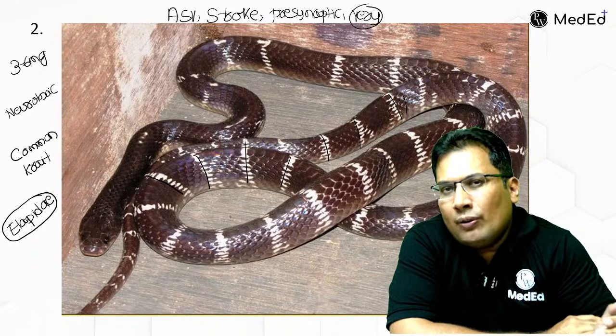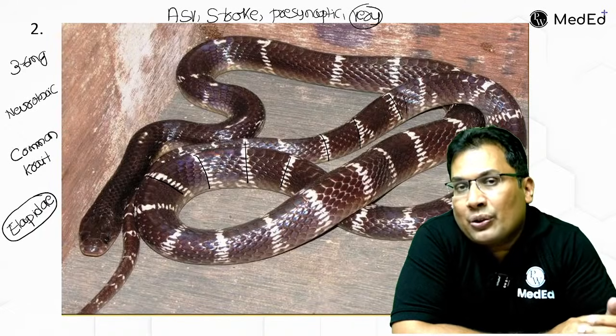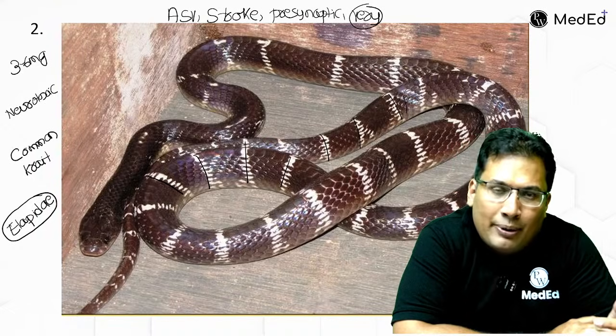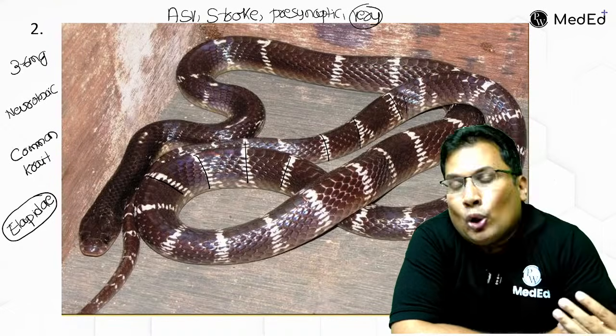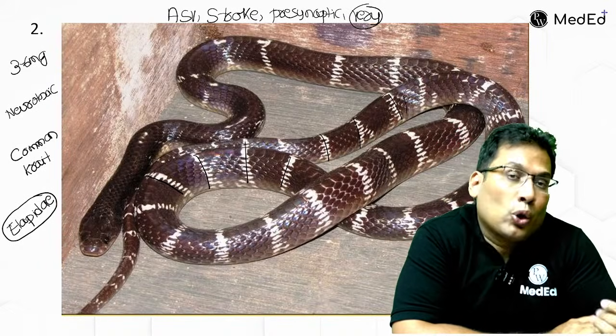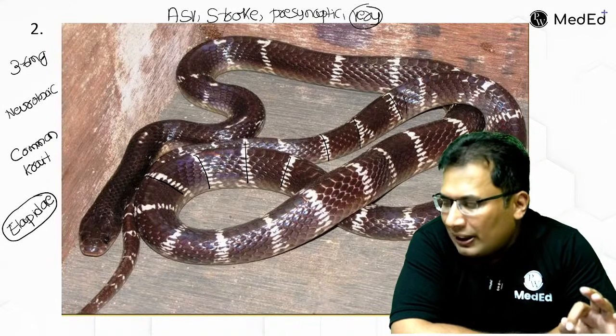So Elapidae, Viperidae, and Hydropidae. There are 3 classes of snakes in forensic medicine. Elapidae means neurotoxic. Viperidae, hemotoxic. Hydropidae, they are myotoxic. They lead to myotoxicity and death. So this is common krait.